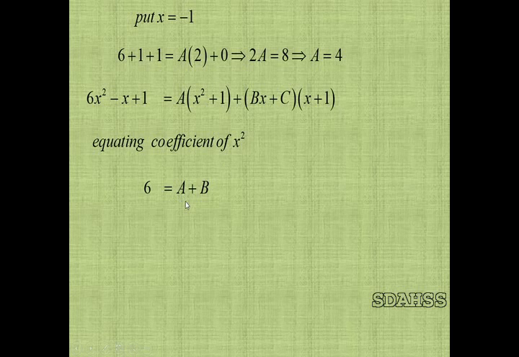Substitute a is equal to 4. So you have 6 is equal to 4 plus b. So this becomes b is equal to 6 minus 4. 6 minus 4 means 2. B is equal to 2.